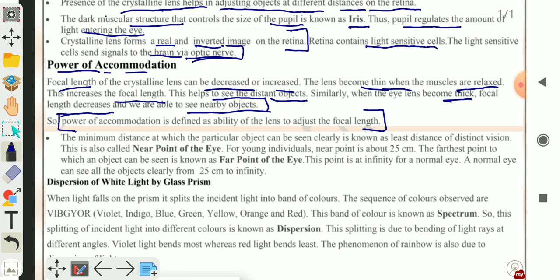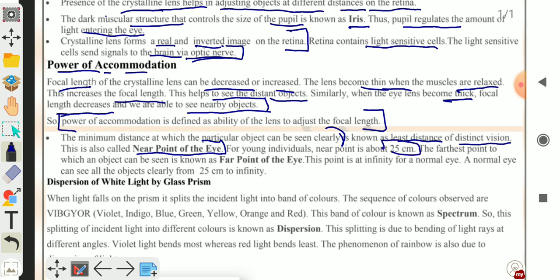Power of accommodation. The minimum distance at which a particular object can be seen clearly is known as least distance of distinct vision, or this is also known as near point of the eye. Near point of the eye means the minimum distance at which the particular object can be seen clearly. For a young individual, near point is about 25 centimeter.